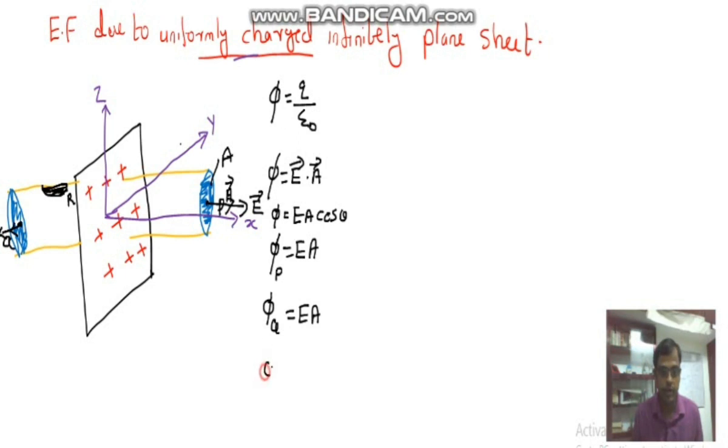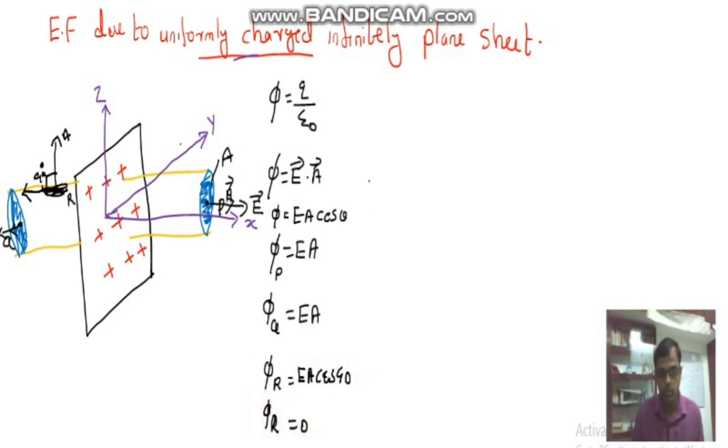Now you want to find phi R. Phi R means somewhere we have taken on the curved surface. If you take this surface, what is the area vector? The outward normal. Due to the positive charge, what is the electric field direction at the point R? It is in this direction. So what is the angle here? The angle is 90 degrees. Is there any flux? No, because the flux is equal to EA cos 90. So phi R is equal to 0.